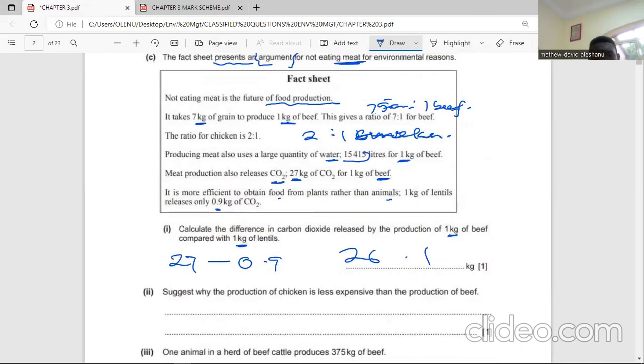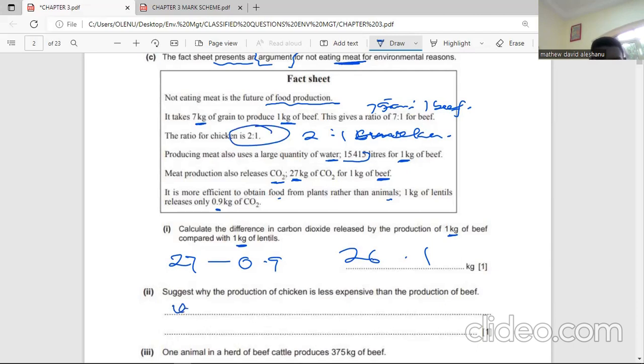Now, if you look at this, you find out that it takes 7 kg of grain to produce 1 kg of beef. Now, it takes 2 kg of grain to produce 1 kg of chicken. So obviously, chicken production is less expensive because of this.